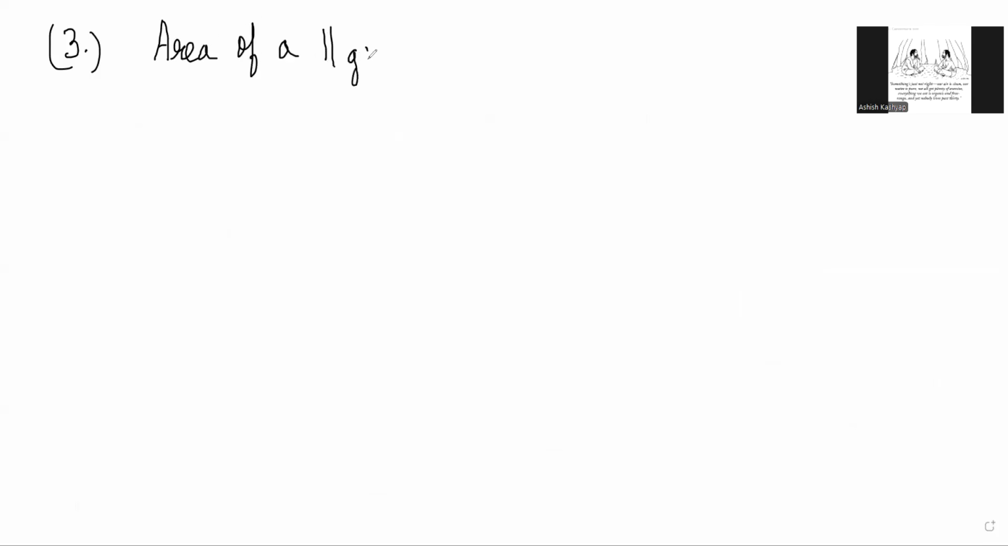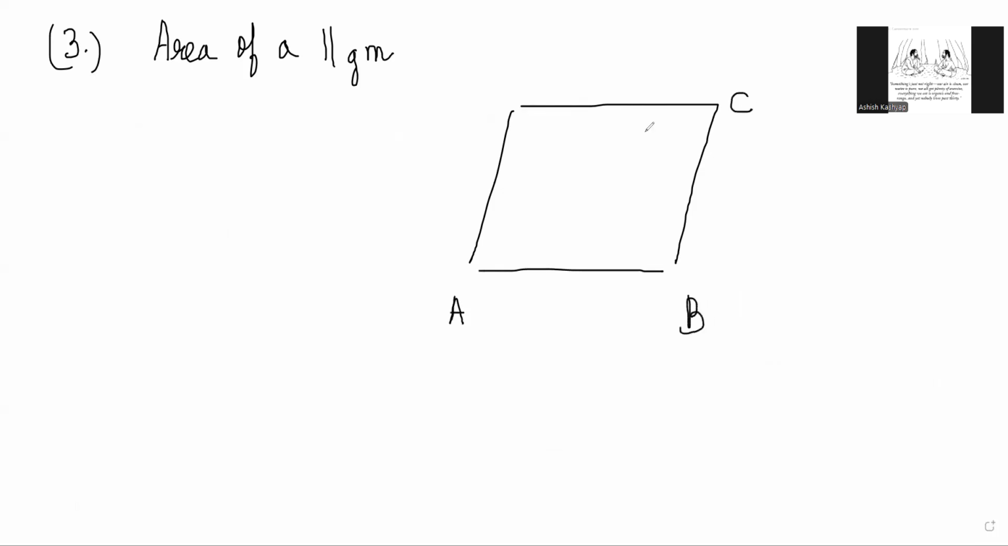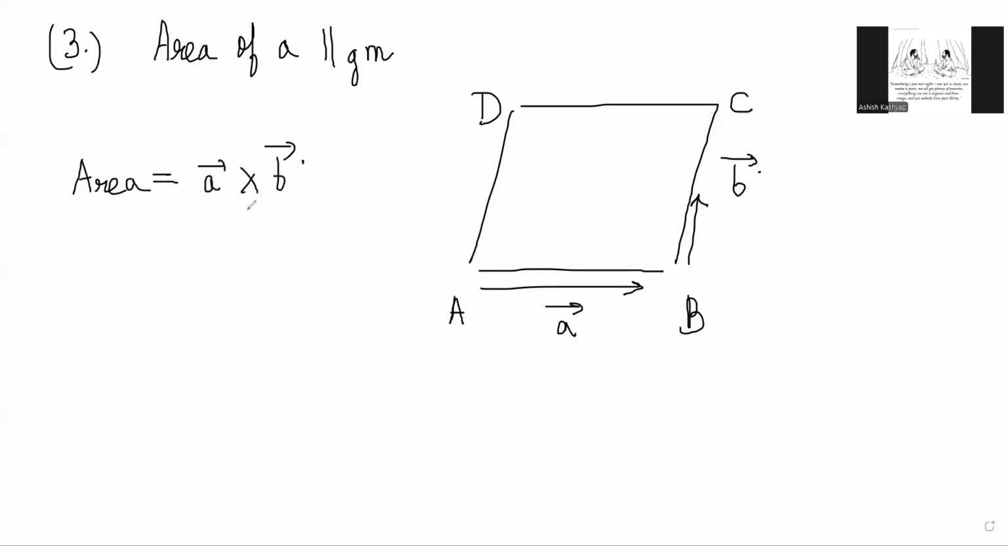Similarly, area of a parallelogram can also be represented in vector form. If you have a parallelogram like this, A, B, C, D, and the vector AB is given by A vector, and the vector BC is given by B vector, right? In that case, area of parallelogram is simply A cross B, where A vector and B vector are two consecutive sides, the vector for two consecutive sides, right? So it is also double of the area of the triangle that divides them, right? So you should know this.